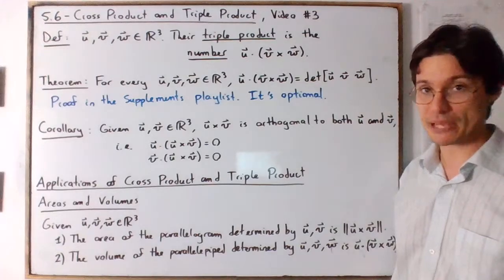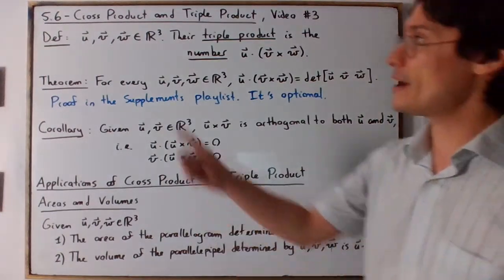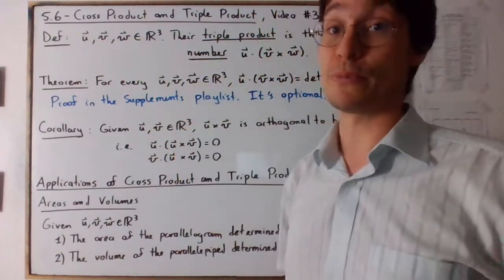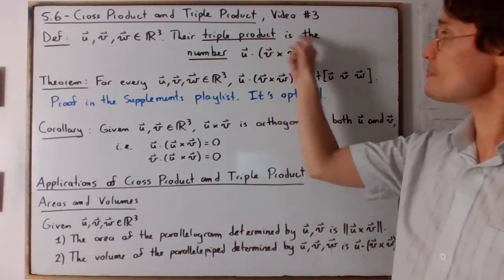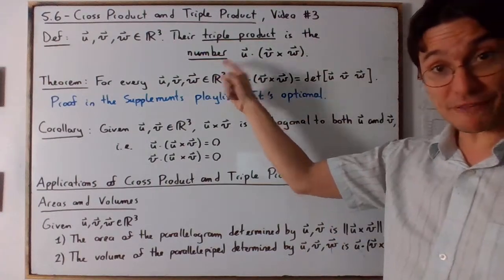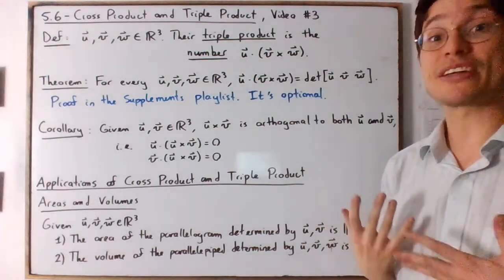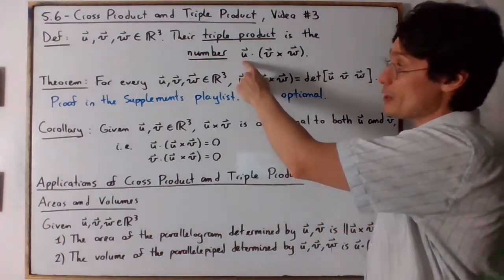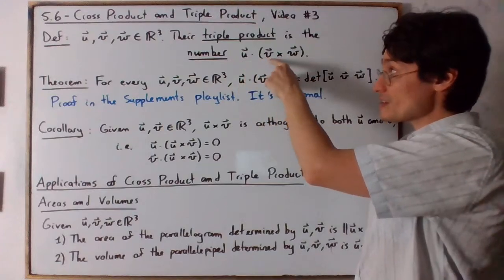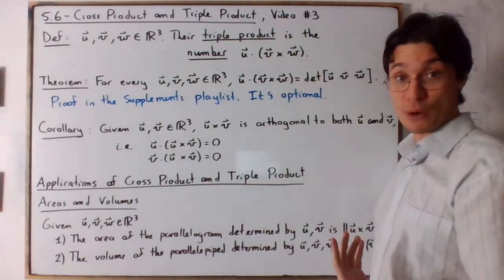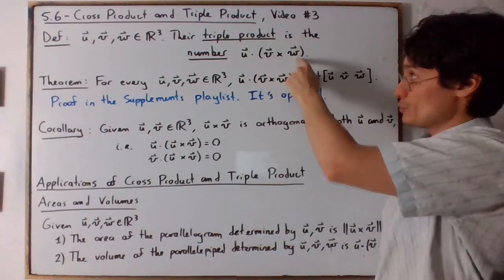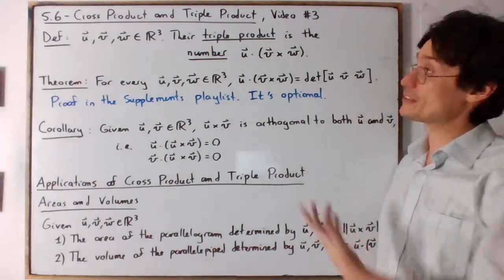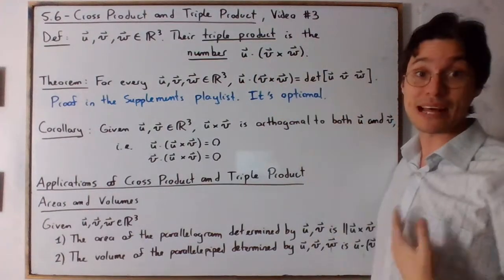You will see that. So first of all, you have three vectors in R3: u, v, and w. Their triple product is a number, first of all. So it's not a vector. This time around, it's a number. And it's obtained very simply by doing the dot product of u with the cross of v and w. So you take the cross product, v cross w, and what you get is a vector. And then with that vector, you do the dot product with u. So that's the triple product.